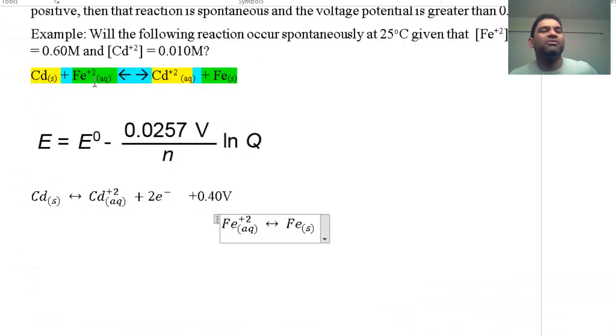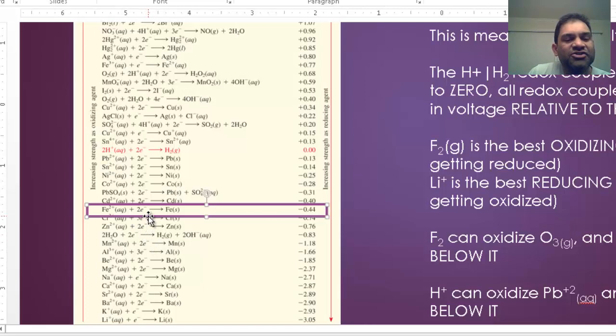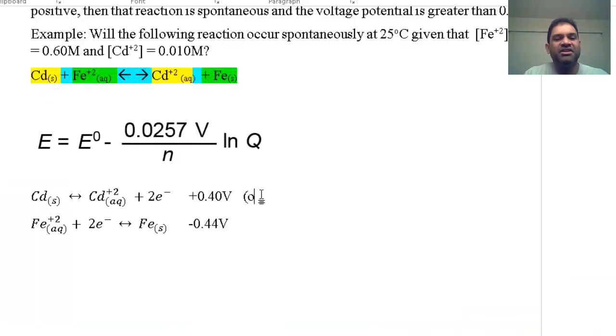So Fe plus 2 in green going to Fe solid. It looks to me like this is 2 electrons on the reactant side to get them to balance out. And let's figure out in our reduction potential table how many volts are involved in this reduction. So Fe plus 2 electrons goes to Fe solid. That will be minus 0.44 volts. So let's write that down in our table. We have our oxidation half reaction, also known as the anode. We have our reduction half reaction, also known as the cathode. And let's add them up.